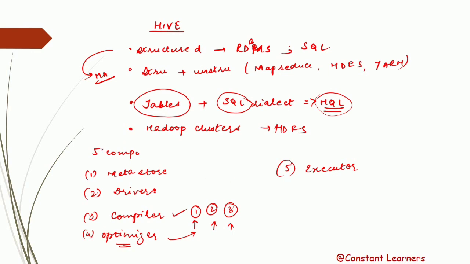So I hope all of the 5 components are understood. The metastore stores the metadata: location, date, size, etc. The driver drives the HQL. That means whatever queries are given, it starts the execution of those queries and stores the metadata in the metastore. When a query is given, the compiler tries to find all the possible solutions to give the output. Now the optimizer chooses the best possible solution, and finally the executor executes the plan and gives the output.